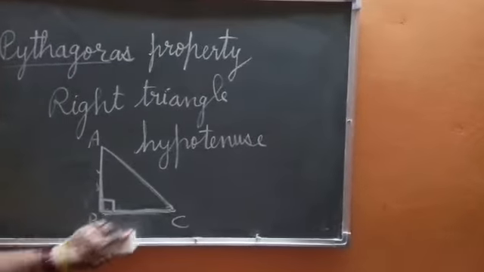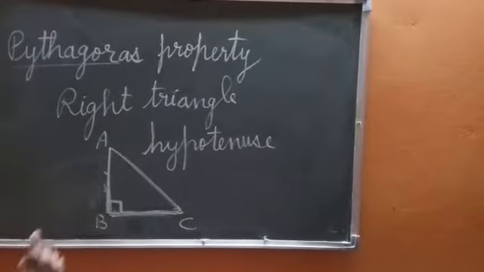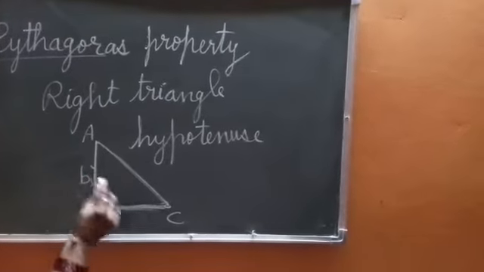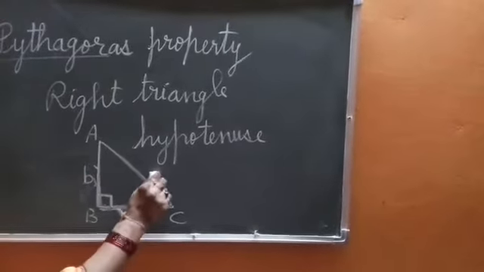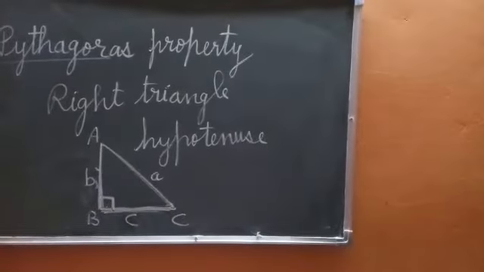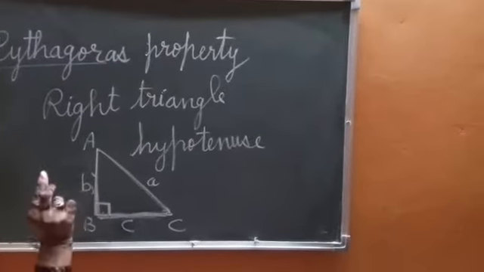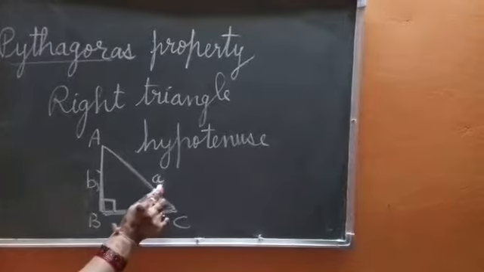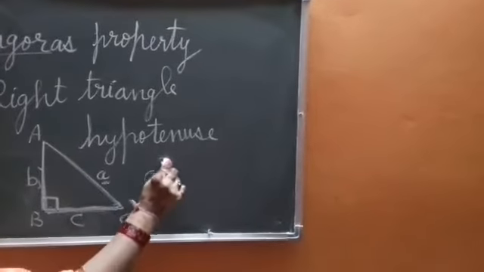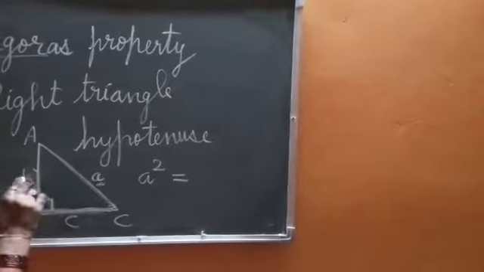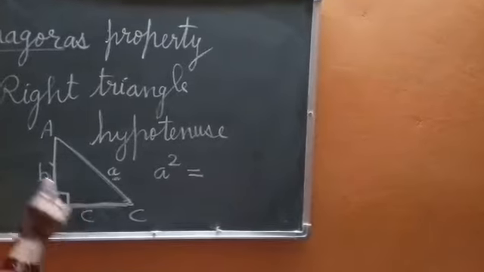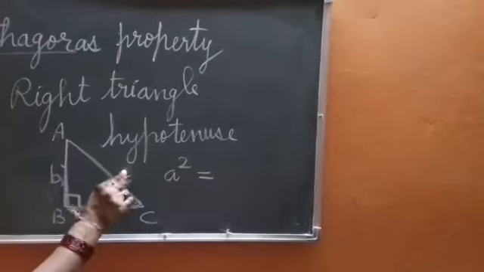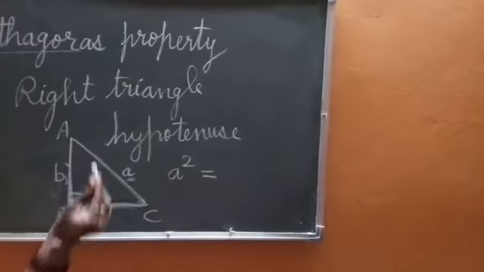Now children, suppose this side is b, this side is c, and this side is a. Any name you may give. So the property says that a square is equal to the sum of squares of these two sides. मतलब अगर इस side का हम square निकालेंगे, square का मतलब क्या होता है?